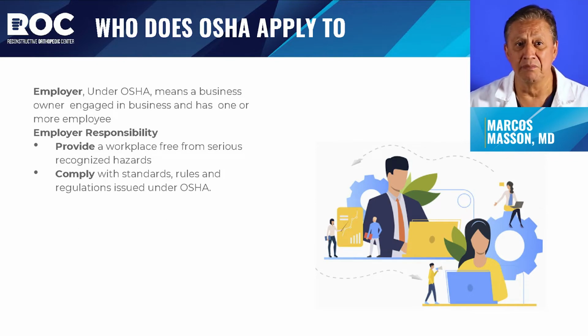Now, who does OSHA apply to? It applies really to what we define as an employer, that under OSHA means a business owner engaged in business that has 1 or more employees. Now, this is different than who applies to reportability, and we'll talk about that a little later. But employer responsibility is to provide a workplace that recognizes health hazards and eliminates them, and also to comply with the standards and rules and regulations placed by OSHA to avoid these injuries.